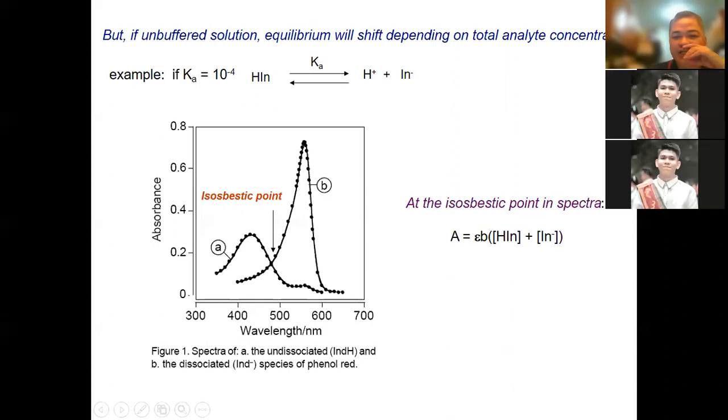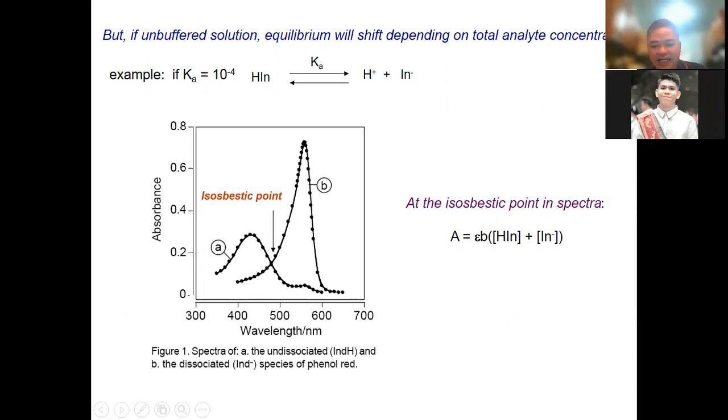But if the solution is unbuffered, equilibrium will shift depending on this, what we call total analyte concentration. But what happened is we always have this so-called isosbestic point. What does isosbestic mean? Is that the first time for you to hear the term? The absorbance is the same. Okay. So when you have an isosbestic point, it's a specific wavelength, wave number, or frequency at which the total absorbance of the sample doesn't change.